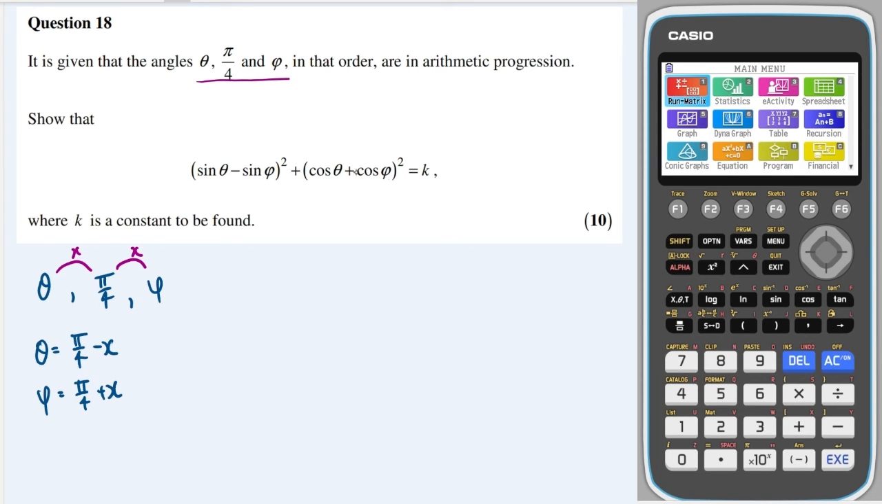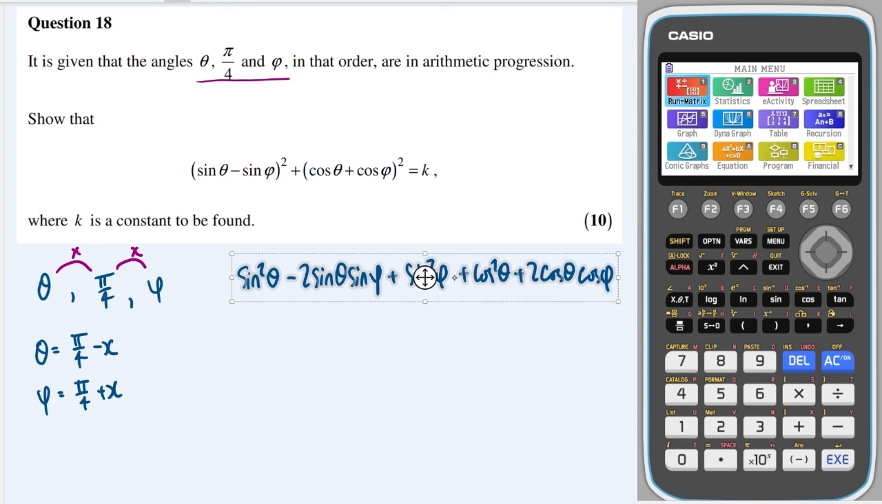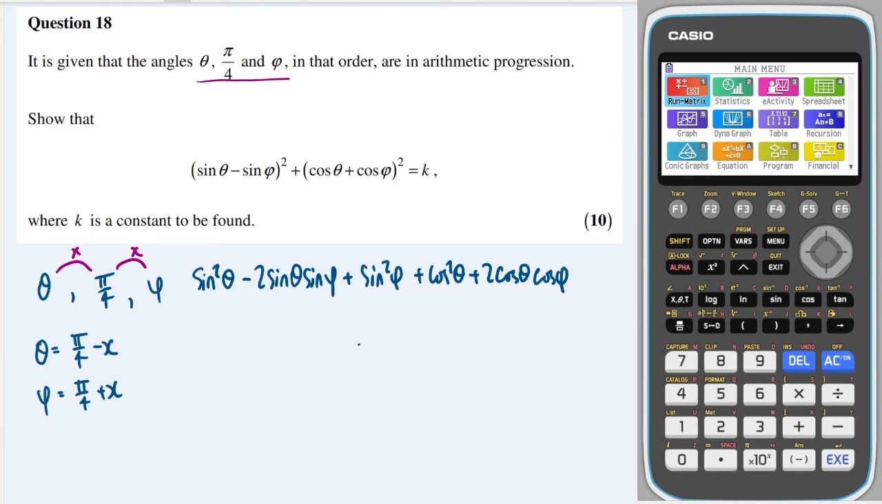first expand these out. And if I were to do that, I would get sine squared theta minus 2 lots of sine theta sine phi plus sine squared phi. And over here I would get cos squared theta plus 2 lots of cos theta cos phi, and then finally I would get cos squared phi.